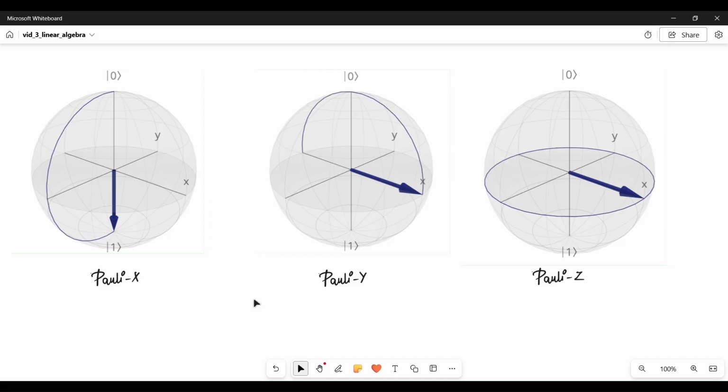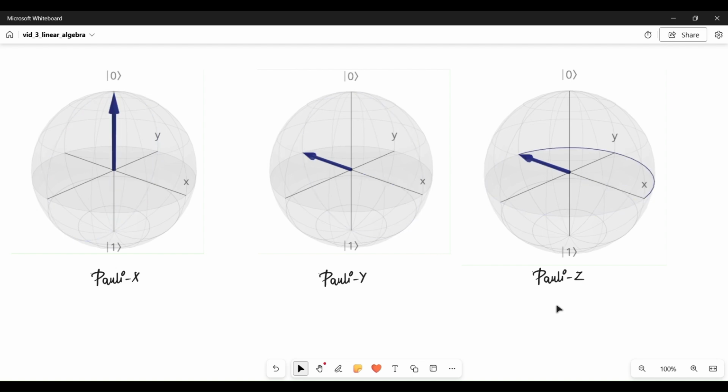Coming to the Pauli Y gate. The Pauli Y gate rotates the qubit 180 degrees about the y-axis of the Bloch sphere. This not only flips the state but also introduces a complex phase, causing movement through both real and imaginary axes. Coming to the Pauli Z gate. The Pauli Z gate rotates the qubit 180 degrees but about the z-axis, leaving the computational basis states like |0⟩ and |1⟩ unchanged. It flips the phase of |1⟩, causing a change in relative phase while keeping the qubit on the same vertical axis.